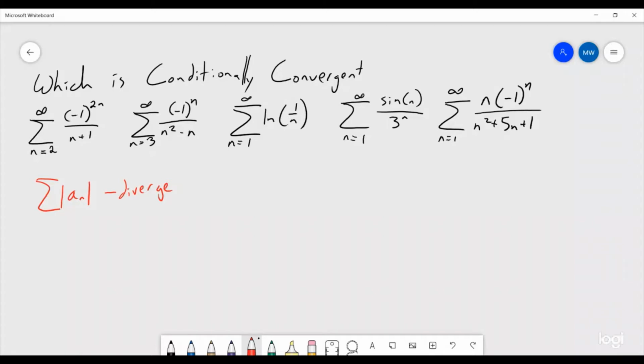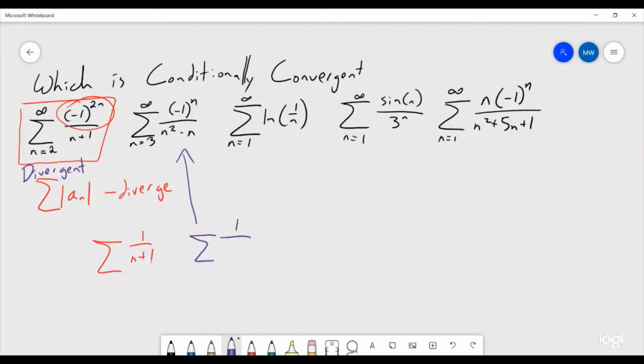Well, first off, if we look at this first one, this one is actually going to diverge if we take the absolute values, because the sum of 1 over n plus 1 diverges. But notice that it already diverged, because negative 1 to the 2n is always going to be 1. So this first one always diverges. So this one is actually divergent as written. It's not conditionally convergent.